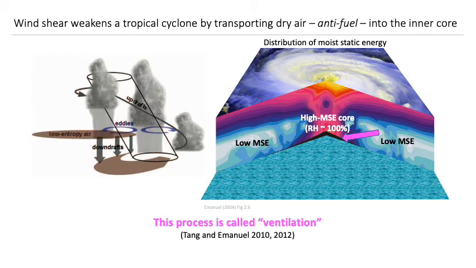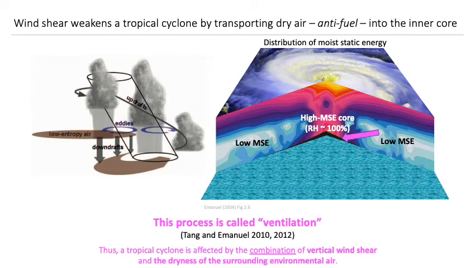What we mean by that is that it really is sort of like a negative surface flux. Surface fluxes are a source of energy, and this wind shear import of drier air is like a negative source of energy. This process is something we call ventilation. I recommend, if you're interested, checking out Tang and Emanuel 2010 and 2012 for the theory. This is pretty amazing. At the end of the day, a tropical cyclone is affected by the combination of vertical wind shear and really the dryness of the surrounding environmental air. Again, this low moist static energy is predominantly a dryness, since the tropics can't really sustain large-scale temperature gradients.